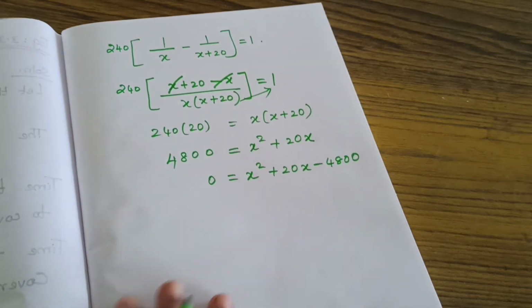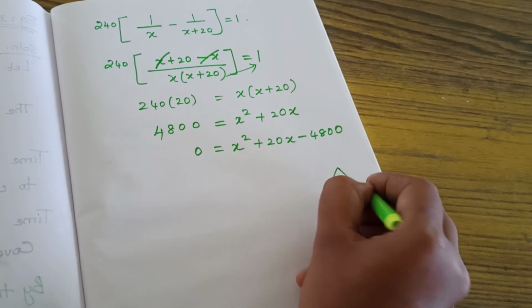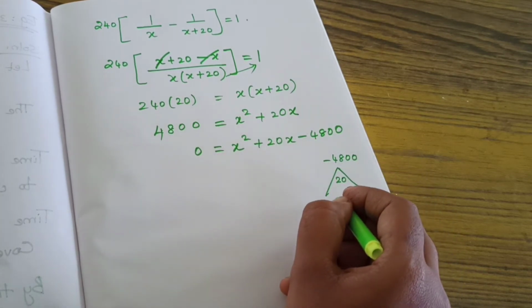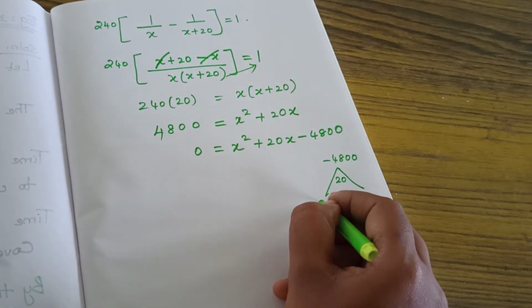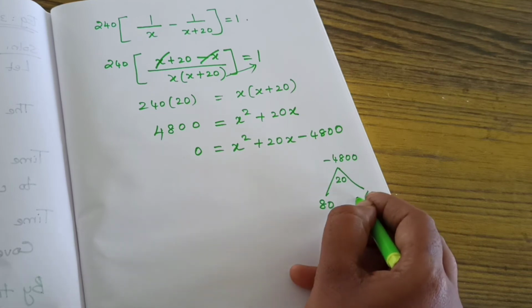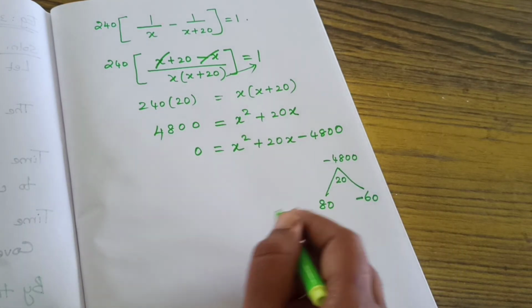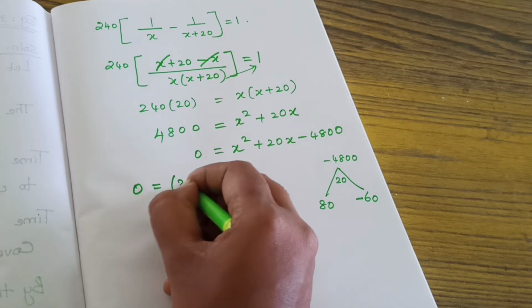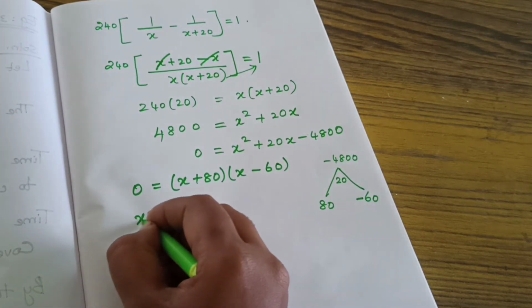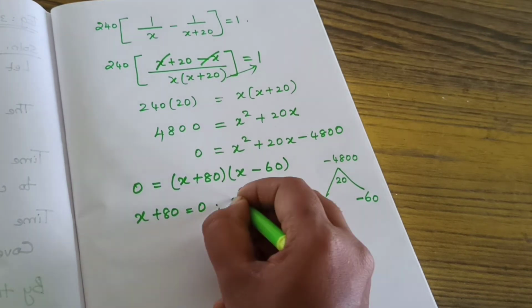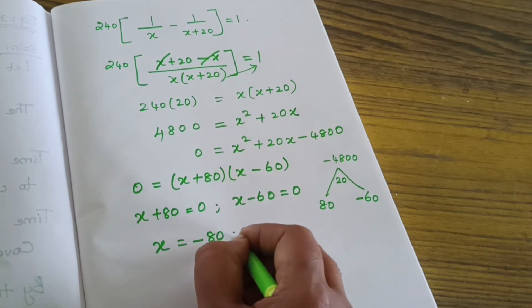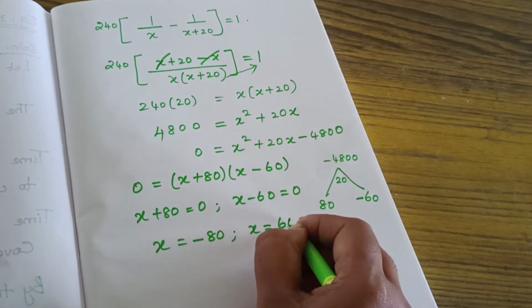Now you need to factorize this. What are the factors? You can use the formula method also. Whichever method you prefer as easy, you can choose that method. So 80, 60 will it come? 8, 6 or 48, no? So 80 and minus 60. Correct. So 0 equal to x plus 80 into x minus 60. So x plus 80 equal to 0 or x minus 60 equal to 0. x equal to minus 80 and x equal to 60.